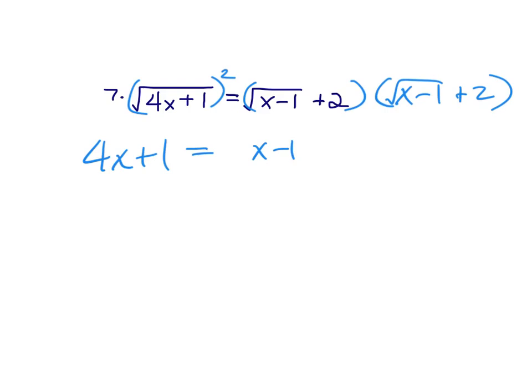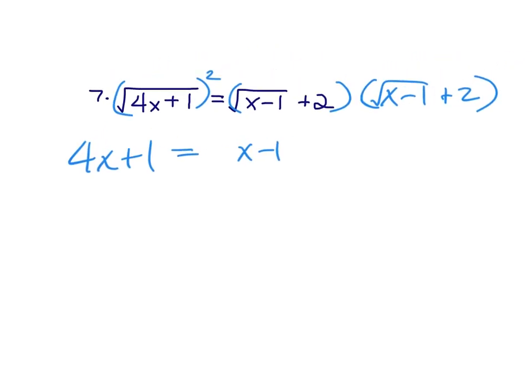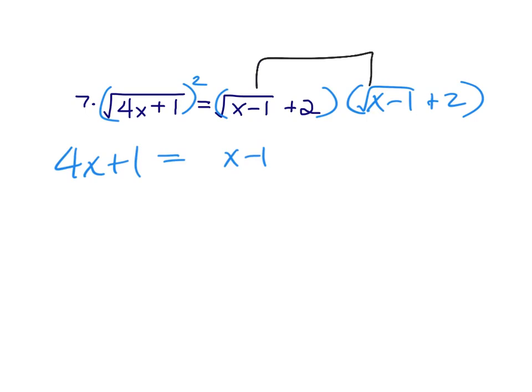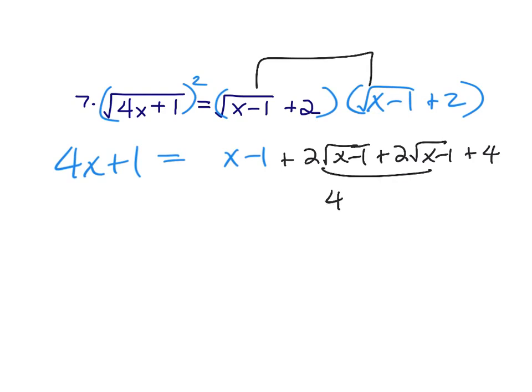The last example, we're going to FOIL the right side. So after I do first, I get x minus 1. Outside, I get 2 times x minus 1 under the radical. Inside, same thing. And last gives me plus 4. I'm going to combine these like terms here in the middle. And then I can combine the 1 and the 4.